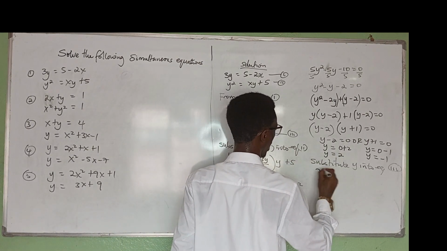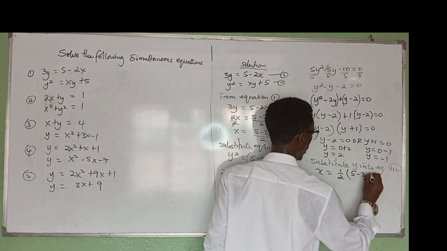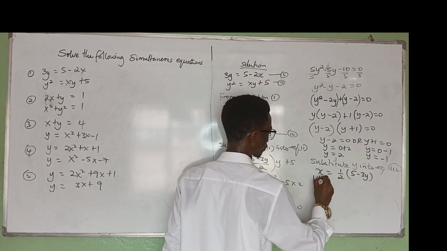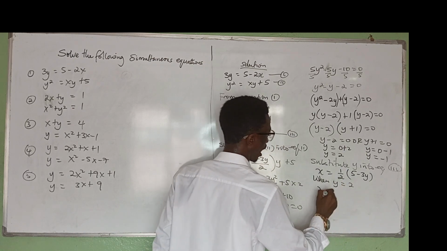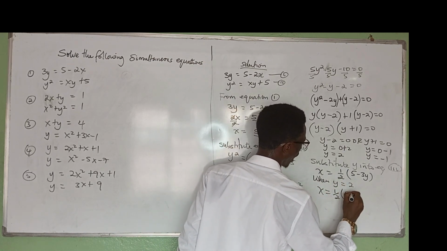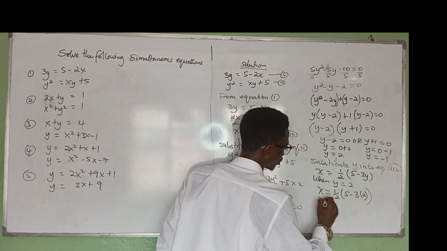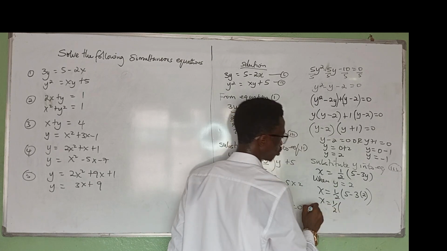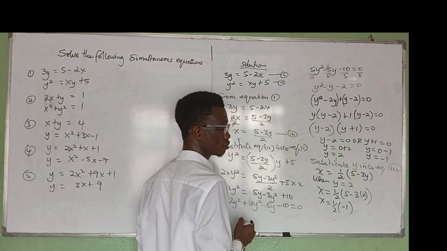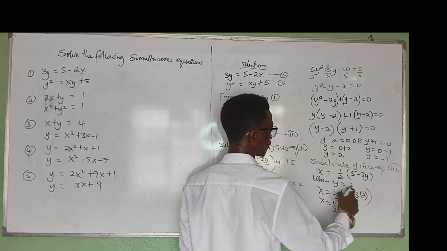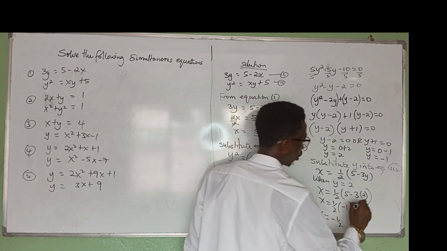So equation 3 says x equals half into 5 minus 3y. So when y is 2, x is going to be half into (5 minus 3 into 2). Close bracket. So this will give you x equals half into (5 minus 6). Remember, this is 6. 5 minus 6 is -1. So now if I multiply this, x is going to be minus half.